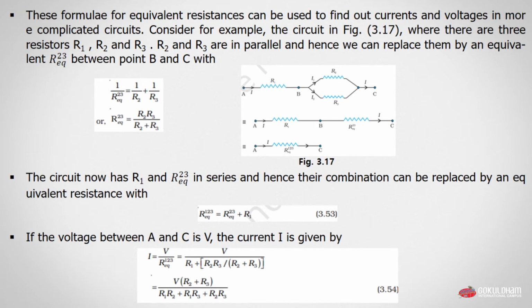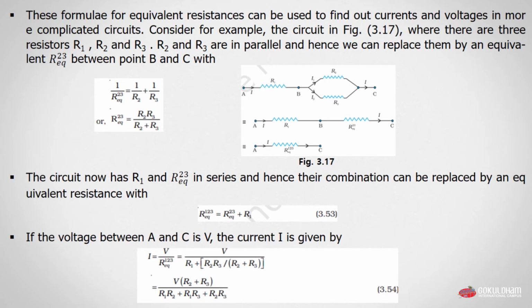As you have seen previously in our equation 3.39, if the resistors are connected in series, then the equivalent resistance will be the addition of n resistors, R1 plus R2 plus up to Rn. Here we have R1 plus Req23. So for the equivalent resistance in this series, Req123 is equal to R1 plus Req23, which is our equation 3.53.